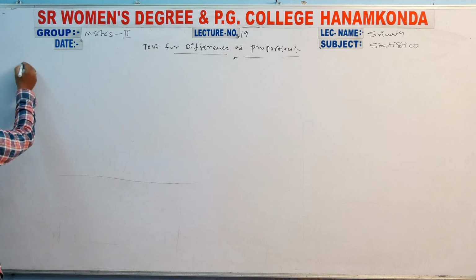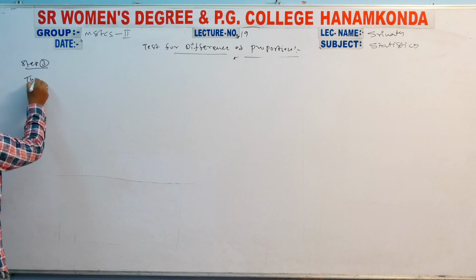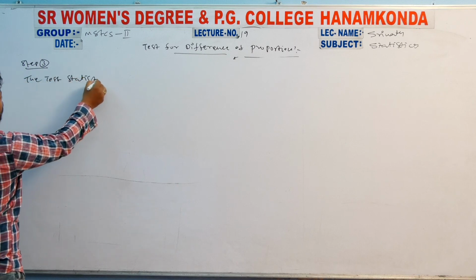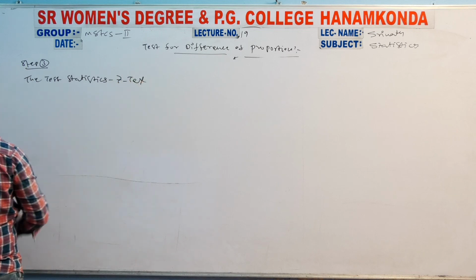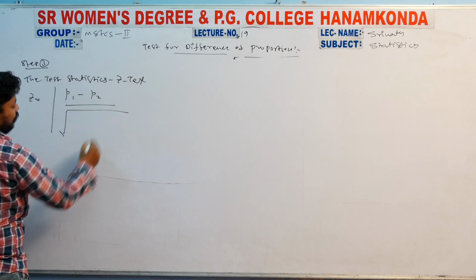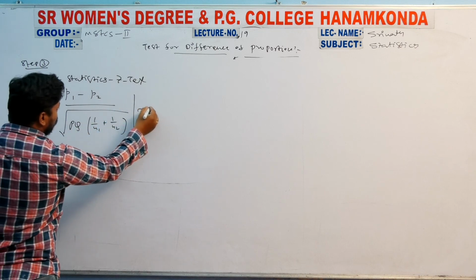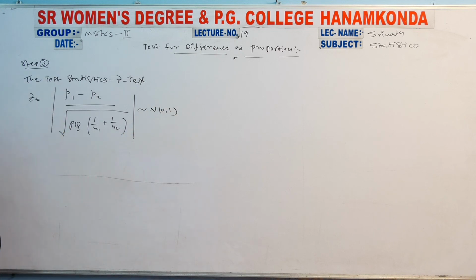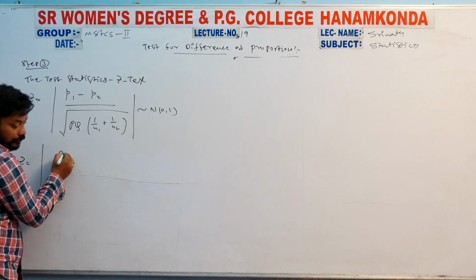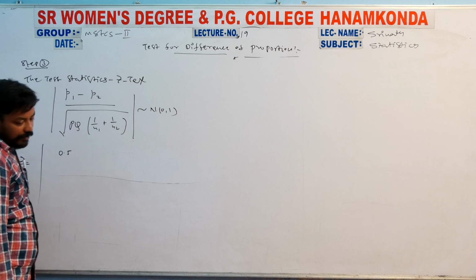And step 3. For large sample differences of population proportions, the test statistic Z test is given by Z equal to mod of small p1 minus p2 by under root of PQ into 1 by n1 plus 1 by n2, which follows the normal distribution 0, 1. In this we can substitute the values.